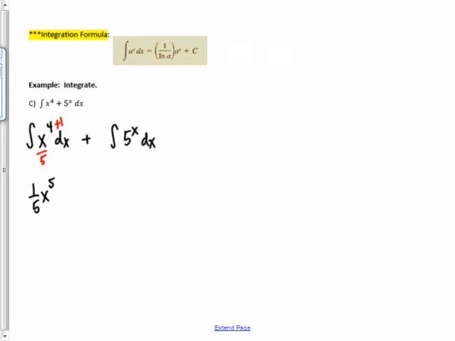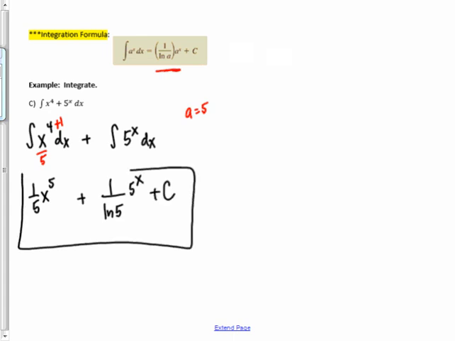Okay, but now when I look at this one, I'm going to use my integration formula. So I need to figure out what a is. Well, a is just the base, so a is 5. So I'm going to plug into this formula right here. To integrate this one, I'll bring down that plus. It's 1 over the natural log of a, so that's 1 over natural log of 5, times a to the x, which is just going to be 5 to the x, plus c.